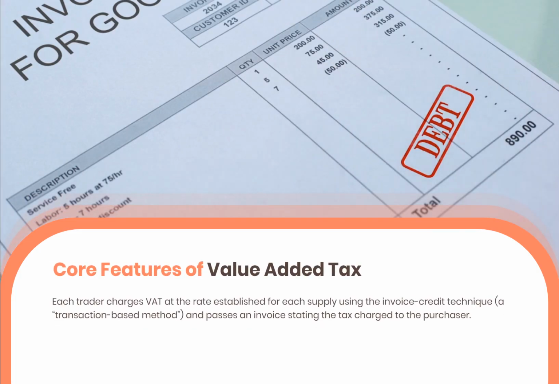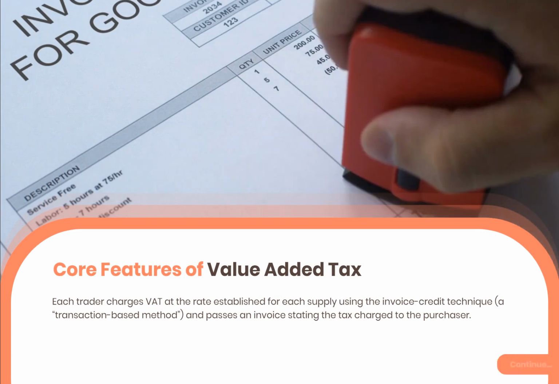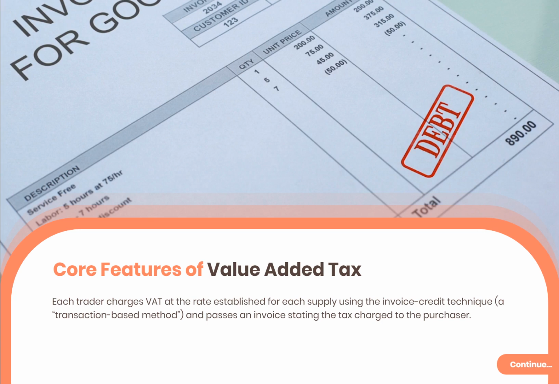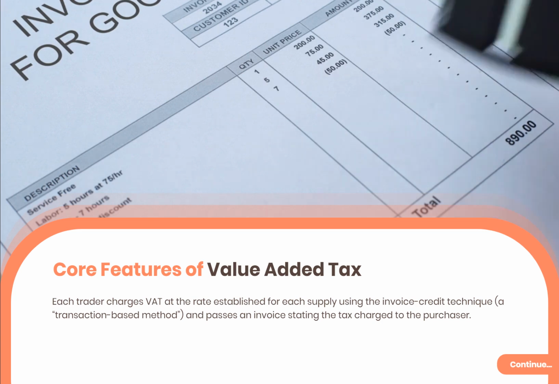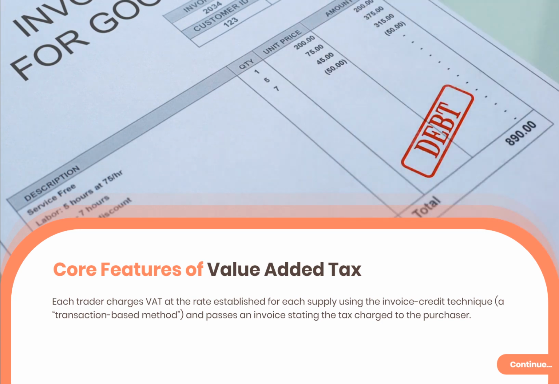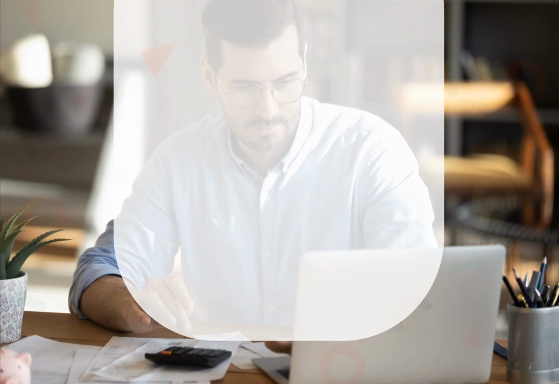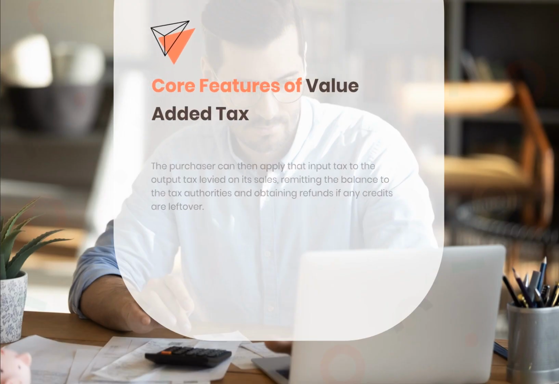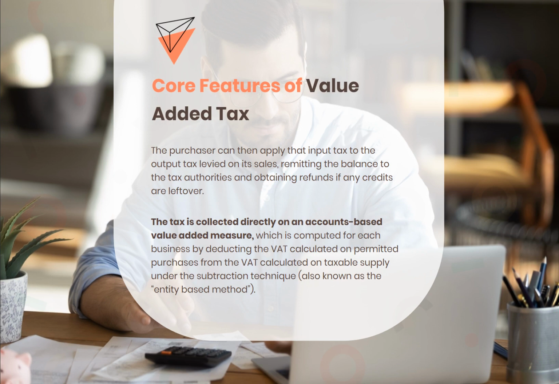Each trader charges VAT at the rate established for each supply using the invoice credit technique, a transaction-based method, and passes an invoice stating the tax charged to the purchaser. The purchaser can then apply that input tax to the output tax levied on its sales, remitting the balance to the tax authorities and obtaining refunds if any credits are left over.